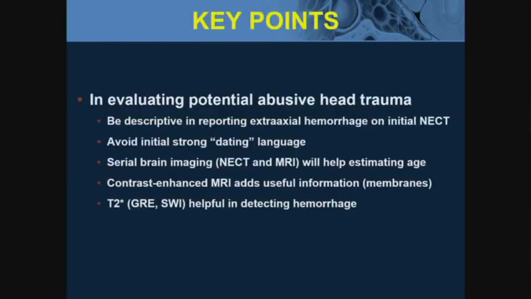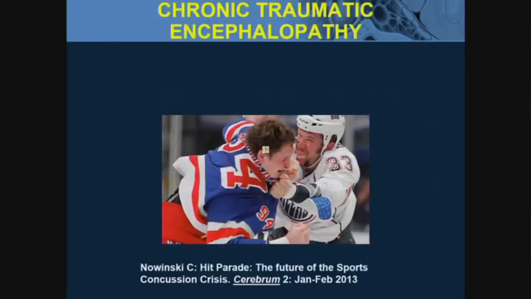So the key points when we're evaluating infants with subdural fluid collections: be descriptive. Our pediatric radiologists say avoid initial strong dating language. Serial brain imaging, NECT and MR helps in estimation, and certainly contrast enhanced MR adds useful information. T2 star is helpful in detecting hemorrhage, but remember, you don't always see it, so it doesn't rule out the presence of hemorrhage itself.